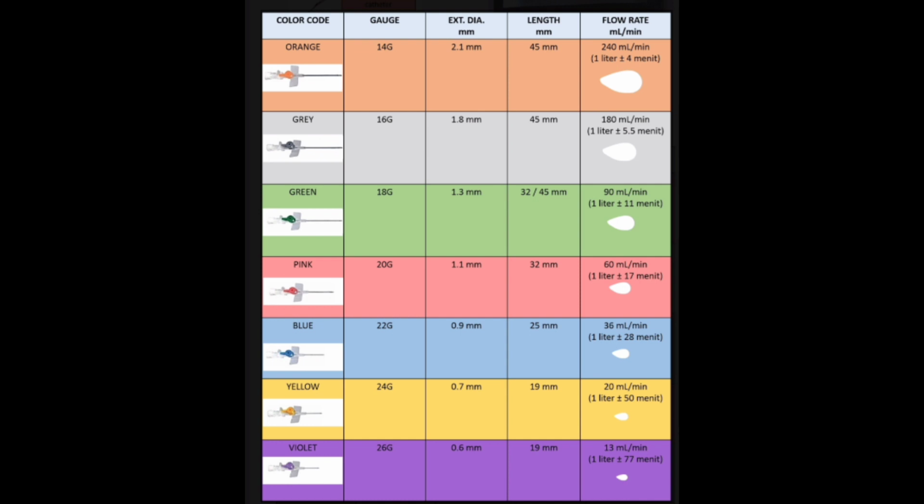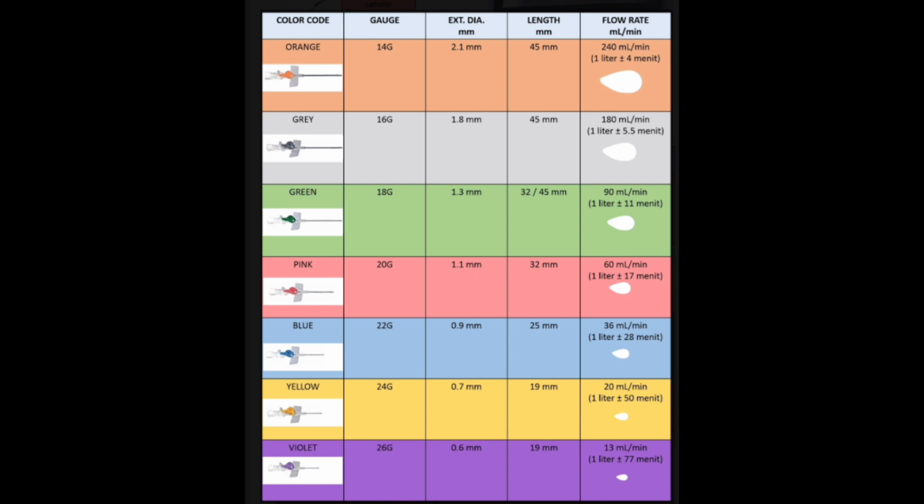Pani Puri, 20 gauge, that is pink. Banao, 22 gauge, that is blue. Then is Yaha, 24 gauge, yellow. Paroso, 26 gauge, that is purple. Now let me tell you the uses of each of these IV cannulas.